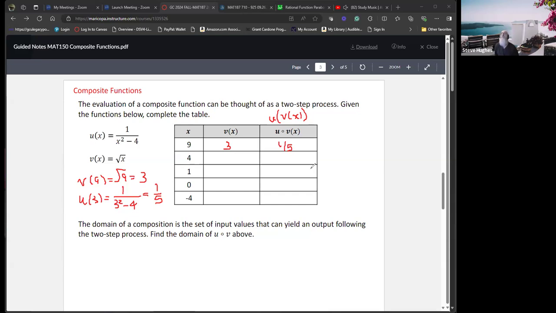All right, so step 1, find v of 4. What is v of 4? Whatever that answer is, plug it into u.